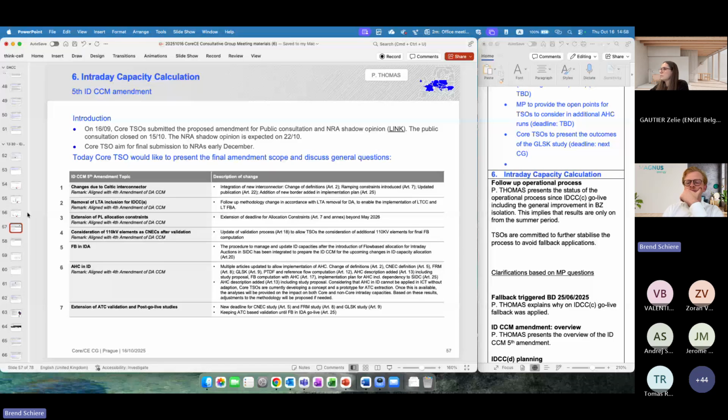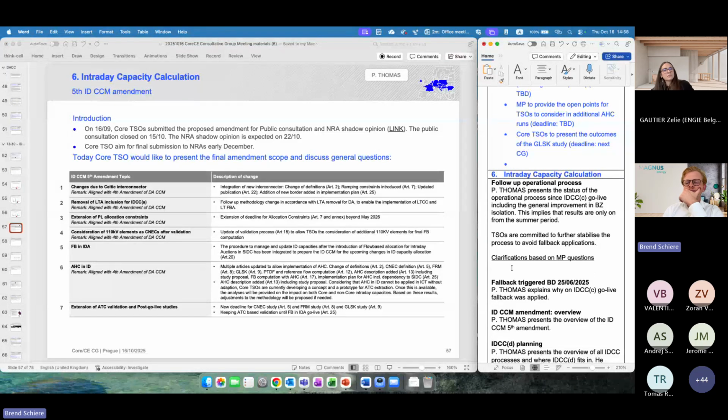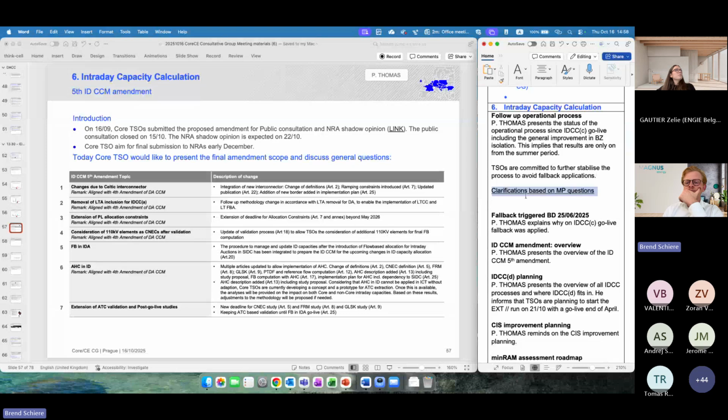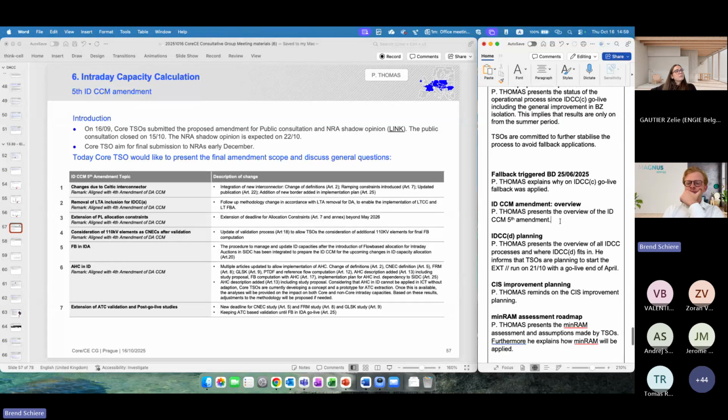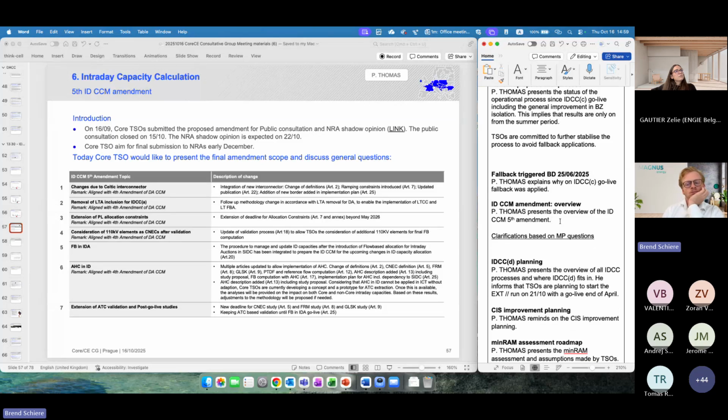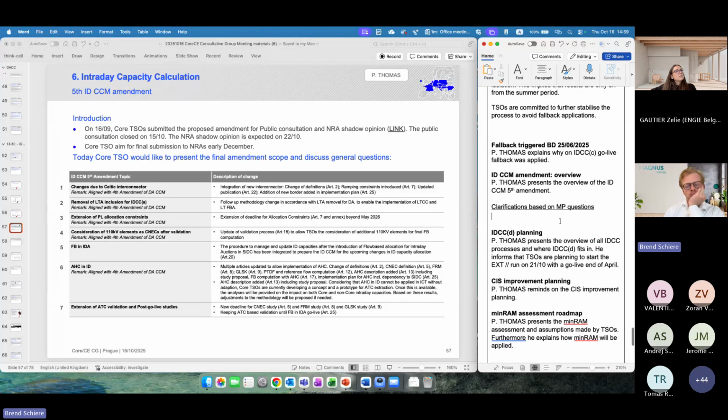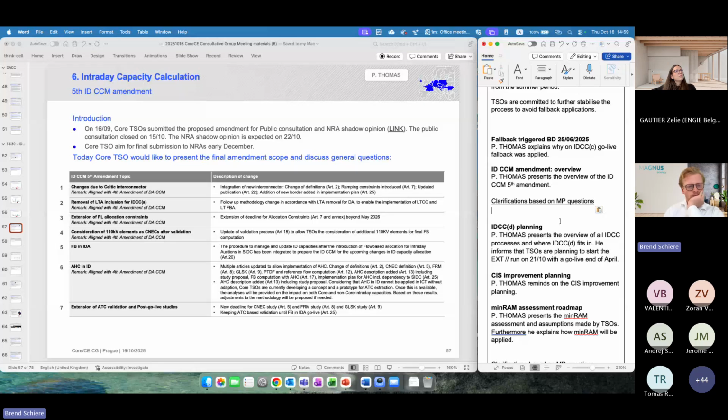On this slide, you can find the overview of the fifth amendment of the IDCC methodology. As you see, it's quite similar to the changes that are proposed in day ahead, and the changes are also aligned. So, for example, the integration of the static interconnector, the removal of LTA inclusion, which could impact the capacities for IDCCA, and the extension of the Polish allocation constraint, as well as the consideration of the 110 kV elements, which I think is mainly used by Hungary in the end.